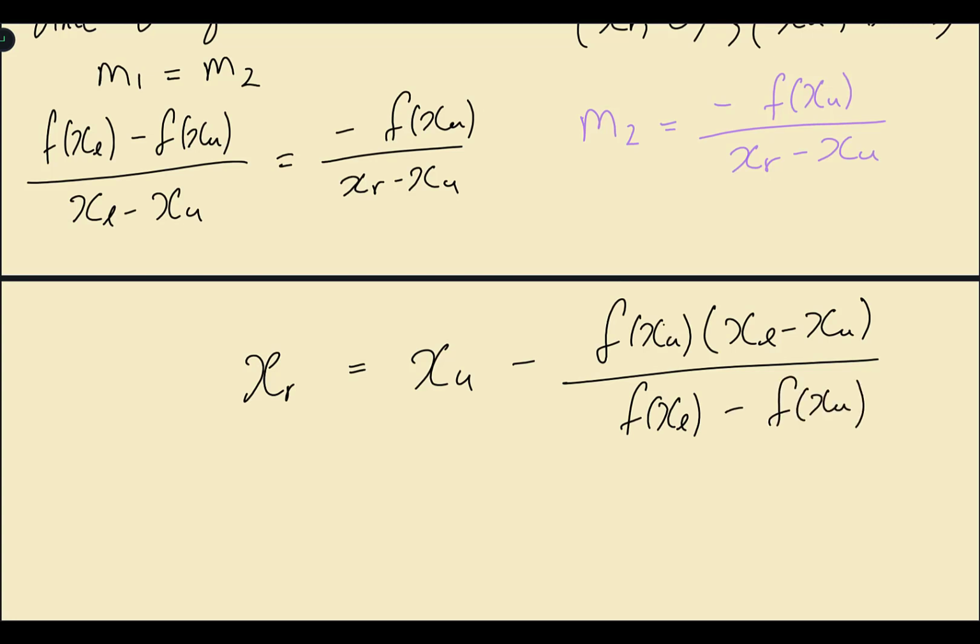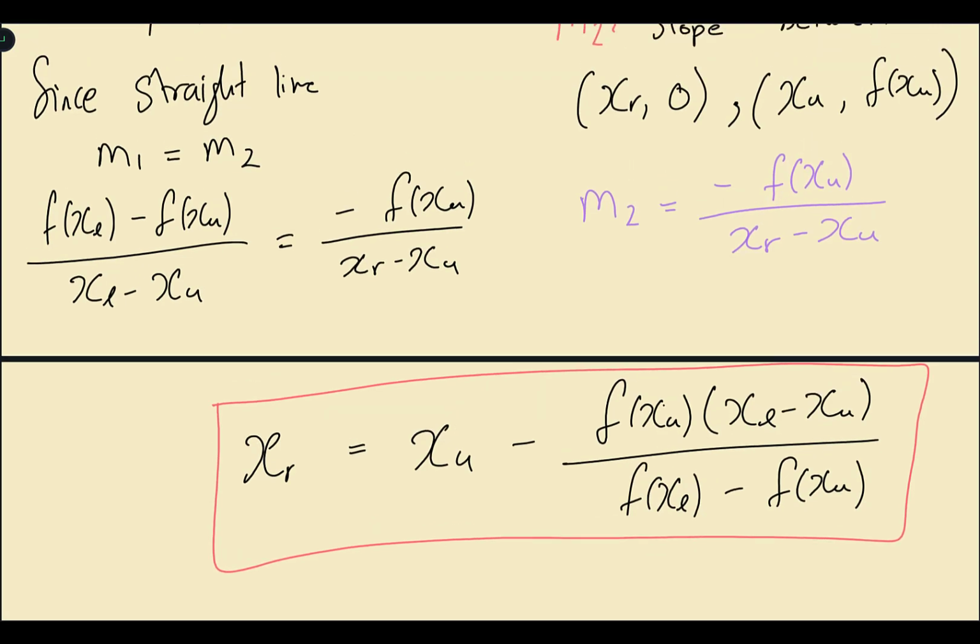All right, so this is the false position method equation that estimates xr using a straight line between the two points. Any questions on this derivation?